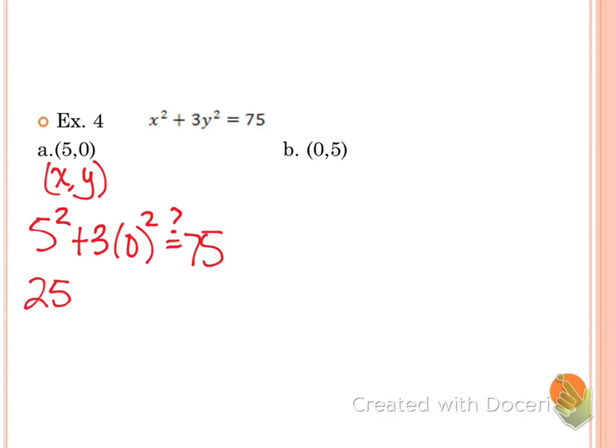Remember, we do parentheses, then exponents, then multiplication and division. And this exponent only belongs to the y. So what is 0 squared? 0 times 3, still 0. What's 25 plus 0? Does 25 equal 75? No, so this one is not a solution.